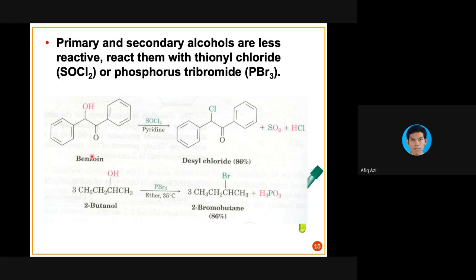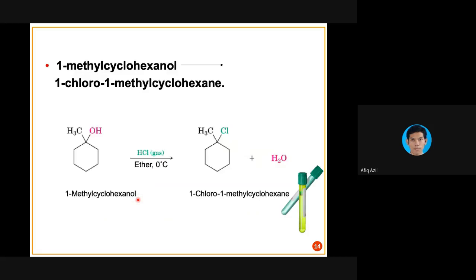Example over here, we have benzoin, which is being converted into decyl chloride. So the OH is being replaced with chlorine, and this one, 2-butanol. Okay, this is a secondary. How do I know this is secondary? Because this carbon that is bonded to the OH is bonded to 1 carbon, 2 carbon. So secondary, using PBr3 to form 2-bromobutane. Okay, only tertiary can straight away react with HX.